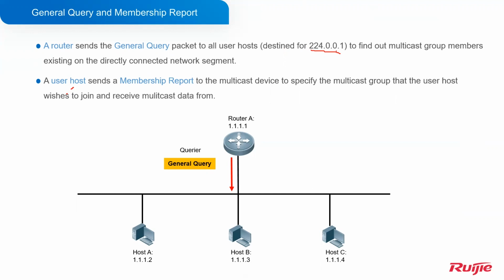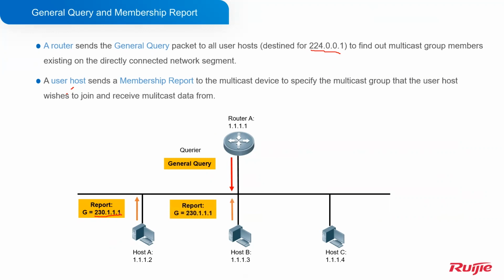After receiving the general query, a user host sends a membership report to the multicast device to specify the multicast group that the user host wishes to join and receive multicast data from. So host A will send a report. In this report, it contains the IP address 230.1.1.1. It means host A says, I want the multicast packets from this group, and it will be sent to the router. Okay, this is the general query and report.